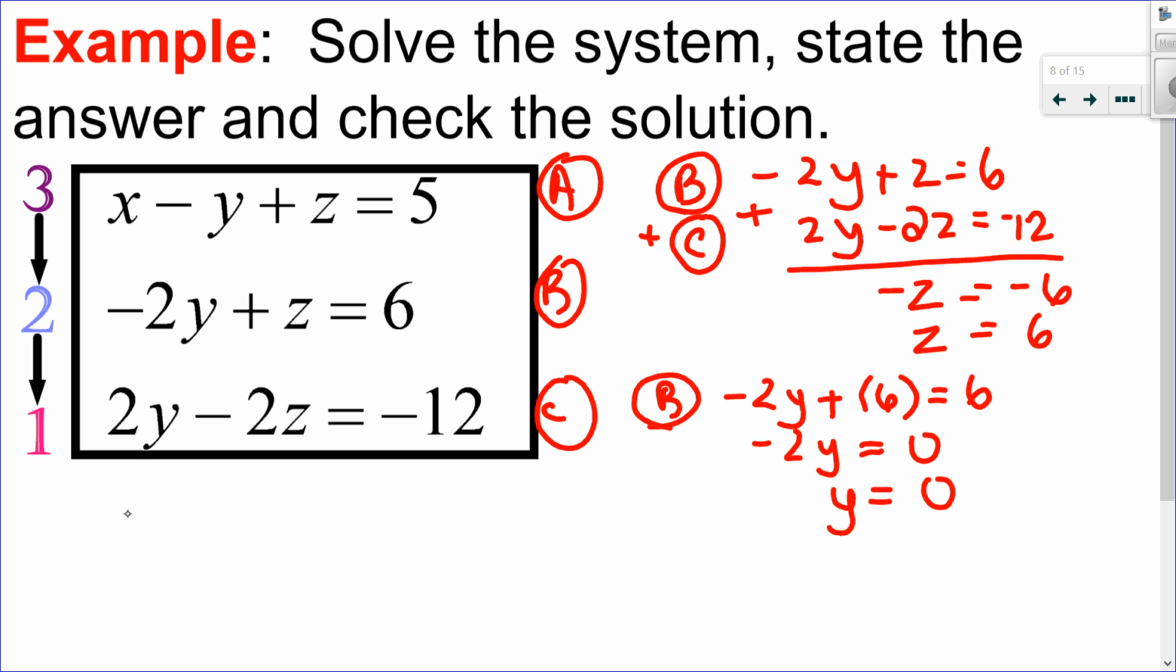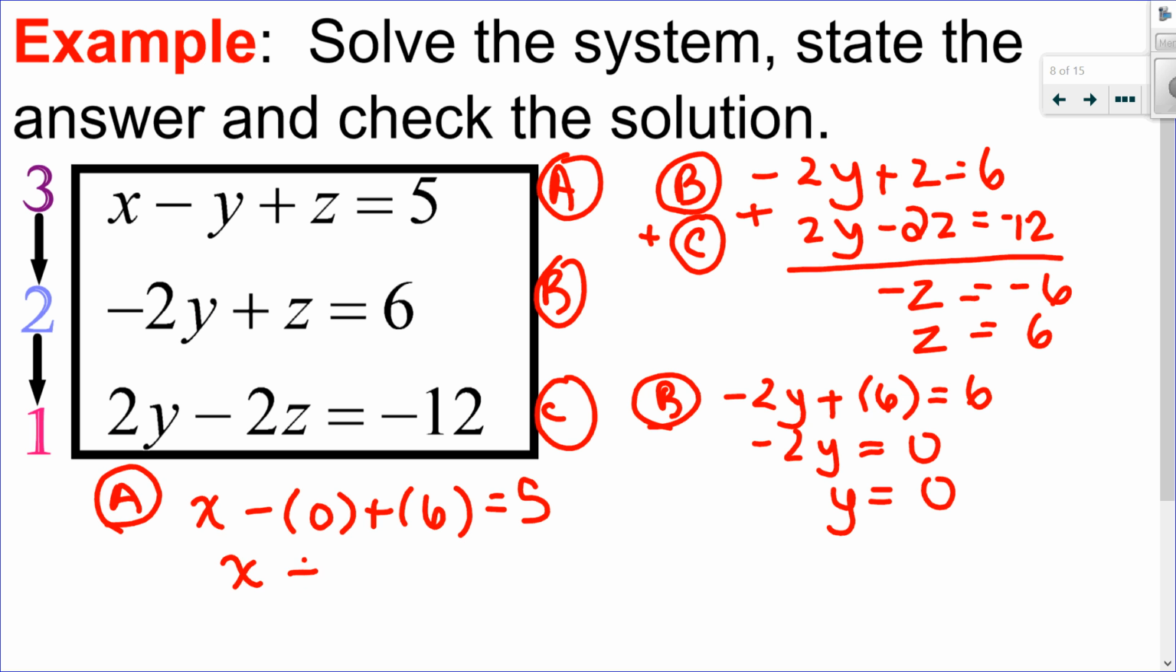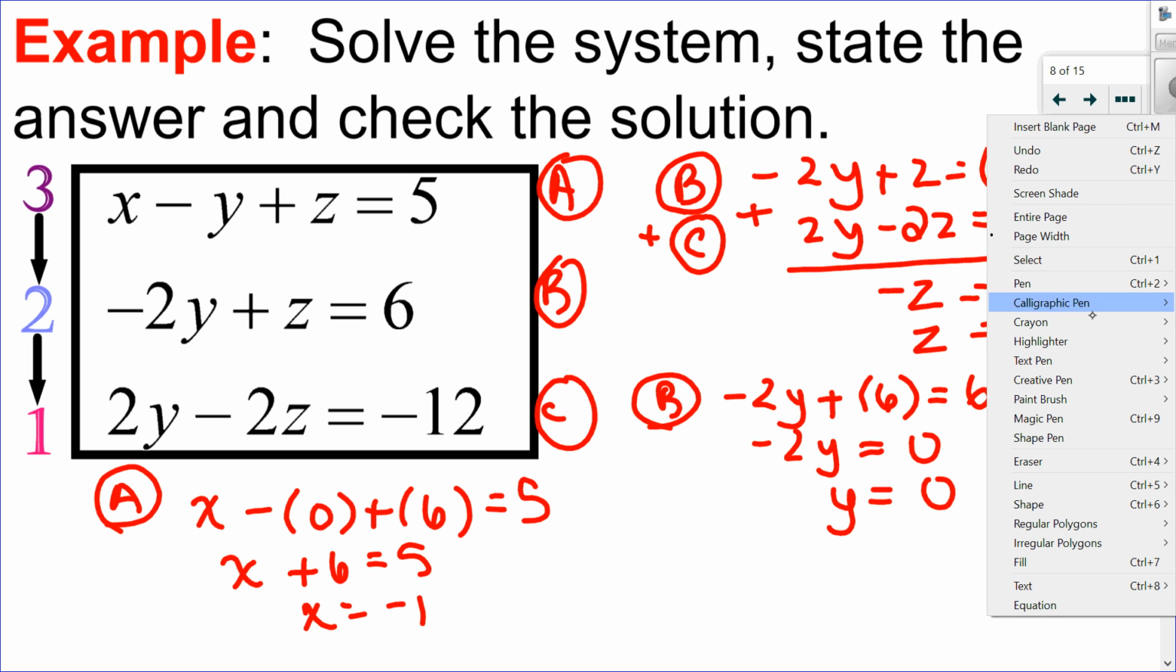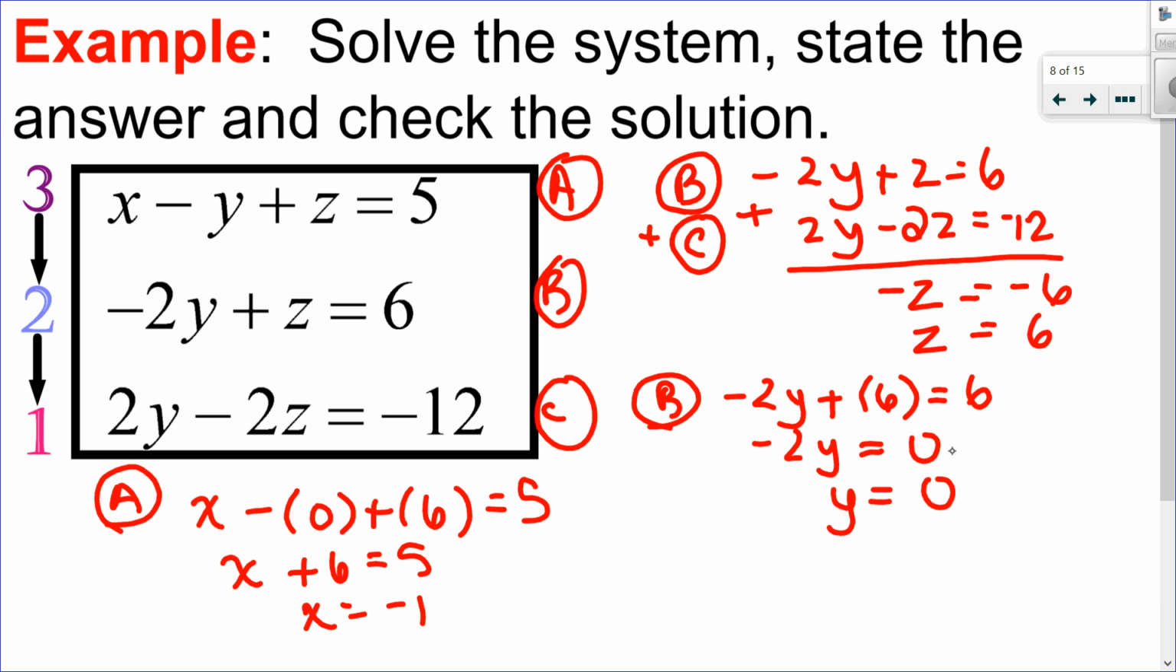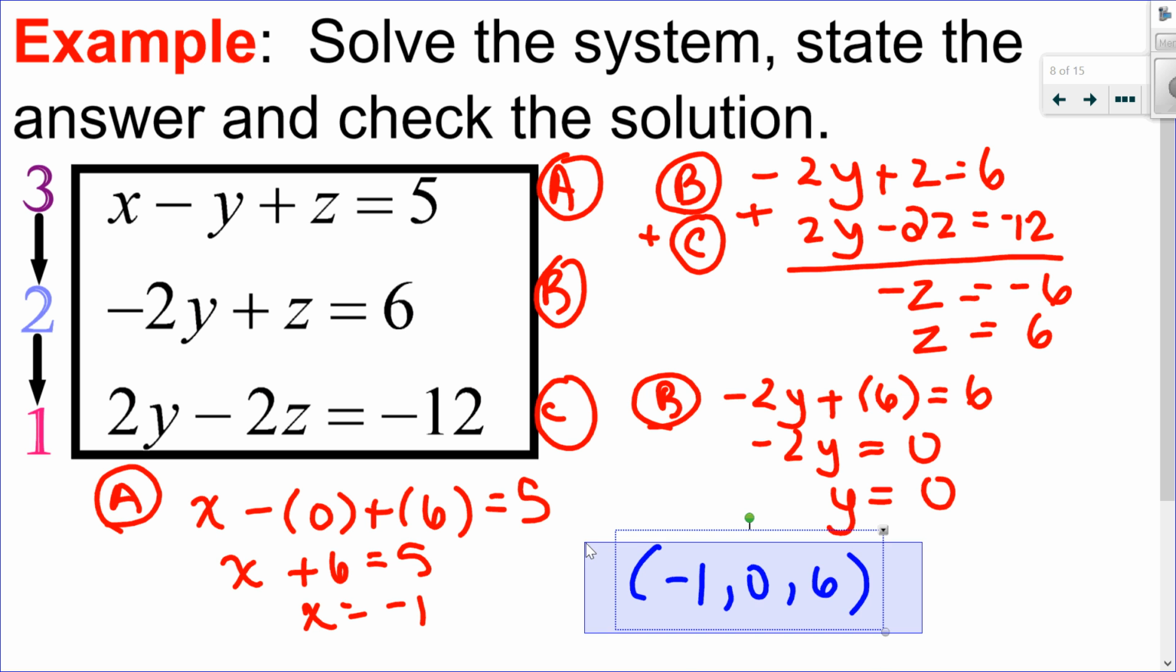And now I'm going to back substitute into equation 1. So x minus y plus z equals 5. So x plus 6 equals 5. Subtract 6 from both sides, and you get x is equal to negative 1. So again, that is not the solution. The solution is a point of intersection, so you always need to state your solution as a point in alphabetical order. So my solution is negative 1, 0, and 6.